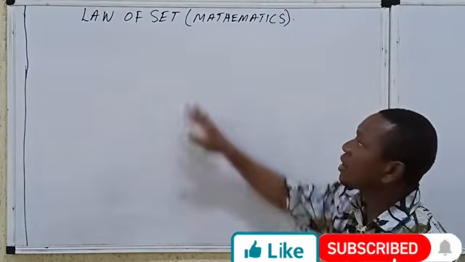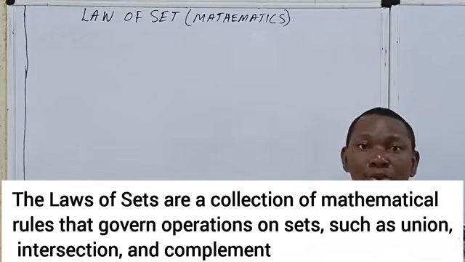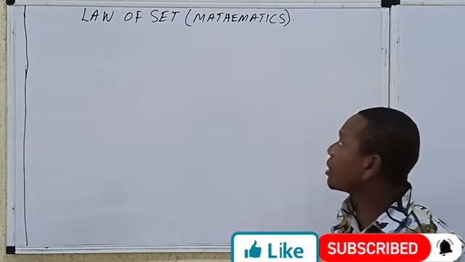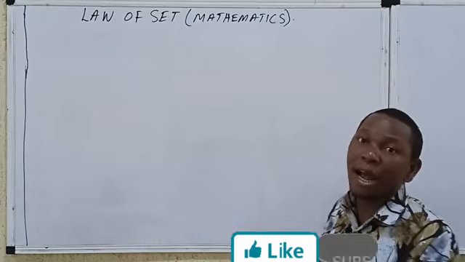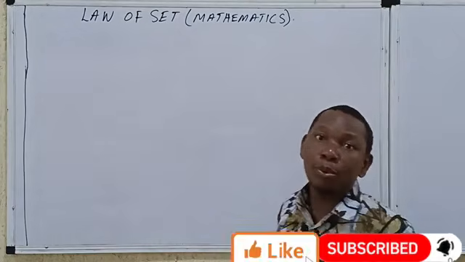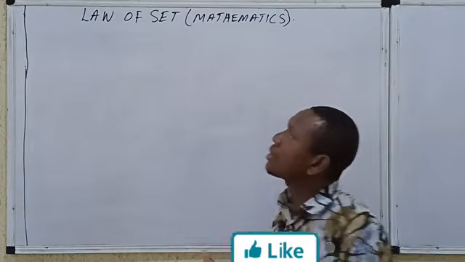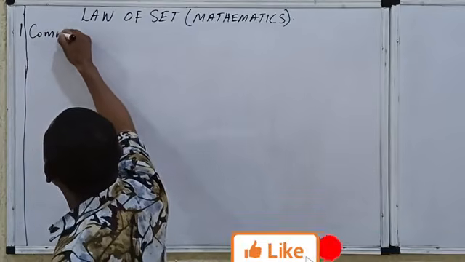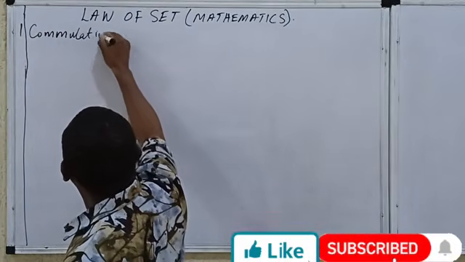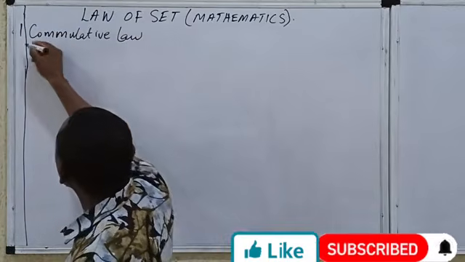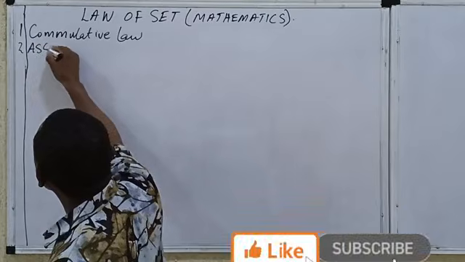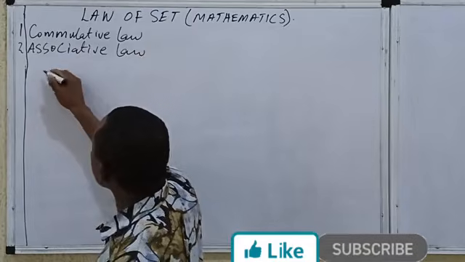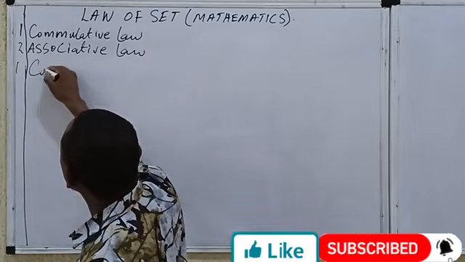Now, the law of sets simply describes how sets behave during operations such as the union, intersection, and even the complement in some cases. It's a set of rules that describe how sets behave. So in this class, we'll talk about number 1, the commutative law, and number 2, the associative law. Let's start with the first one, the commutative.